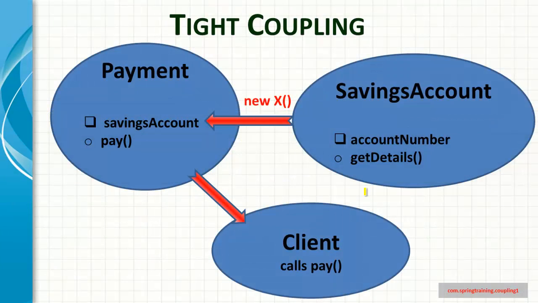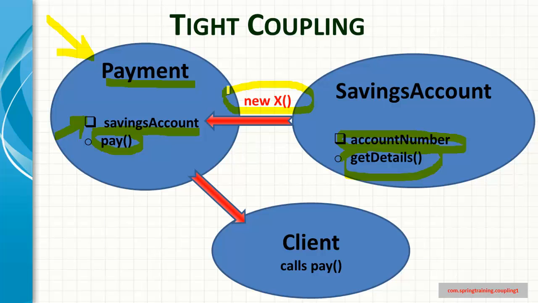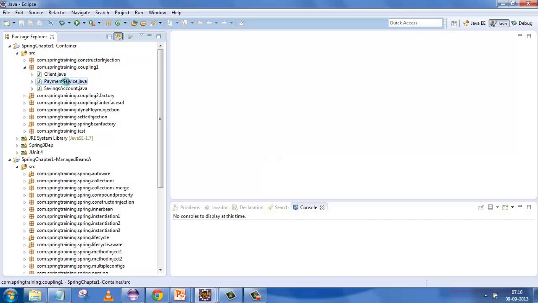So the first problem is tight coupling. The use case that we are using is a payment service. This payment service requires an account it needs payment from, and there is a method called pay, and it needs a saving account. And how does it get a saving account? There is a saving account component, a saving account object. This class has account number as instance variable and getDetails as a method. So when payment needs saving accounts, it does a new SavingAccount, holds it, and then the client calls pay on top of it. We have a payment service.